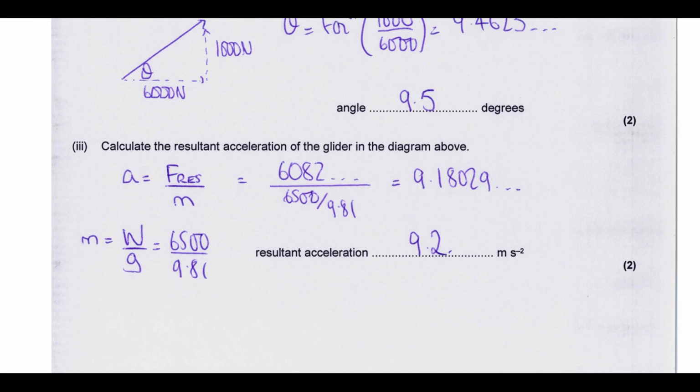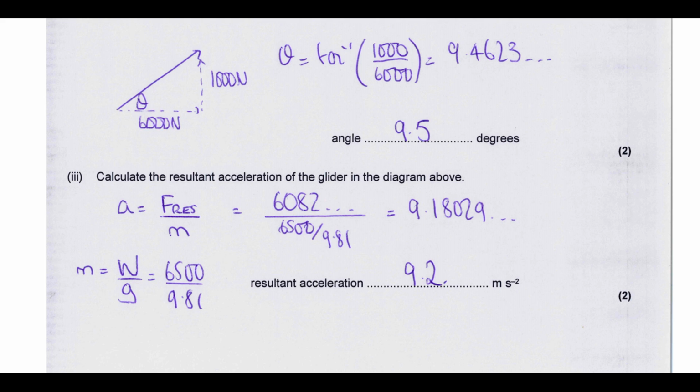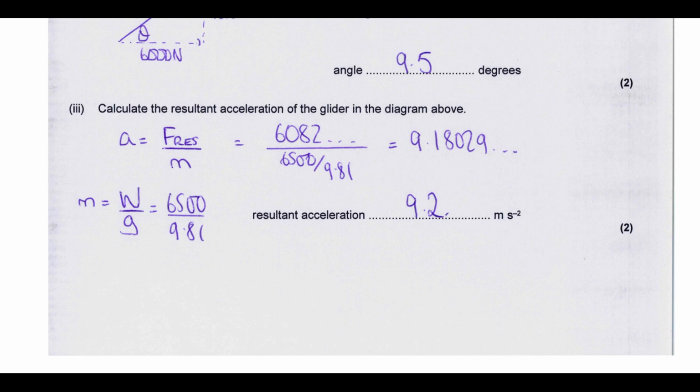Okay, so then calculate the resultant acceleration of the glider in the diagram. So the key to this was actually working out what the mass was, but given that you've got the weight force and you're on Earth, that's fairly straightforward. And then just using the simplified version of Newton's second law, you've got the force, you calculated it in part 1, you've got the mass now, and you can calculate what the resultant acceleration is. Okay.